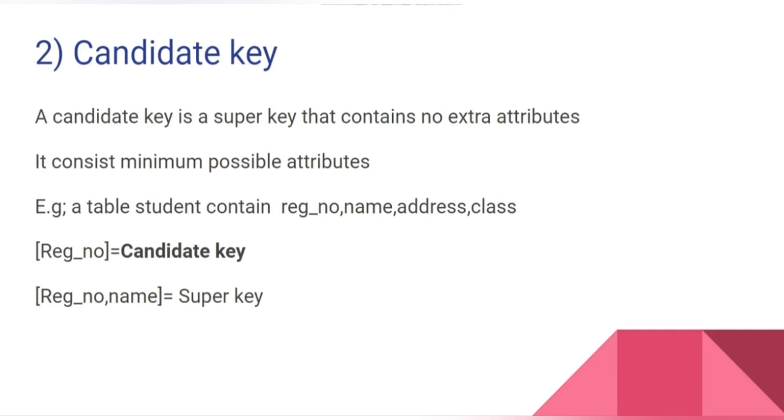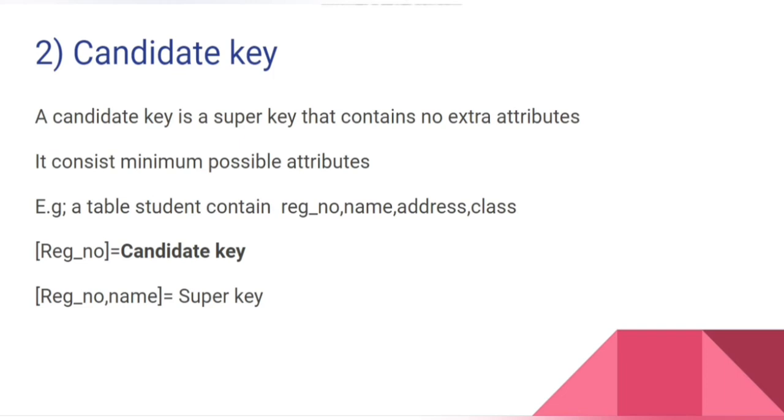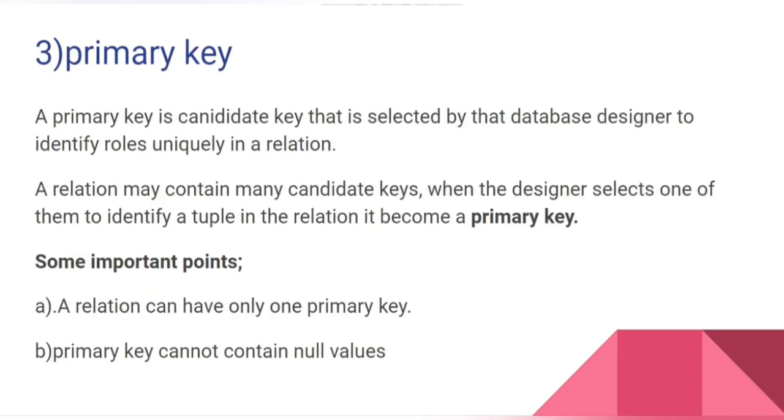So I think it will be clear. We have primary key. A primary key is a candidate key that is selected by the database designer to identify tuples uniquely in a relation. A relation may contain many candidate keys. When the designer selects one of them to identify a tuple in the relation, it becomes a primary key. A candidate key cannot contain unnecessary attributes; it contains necessary attributes, just like registration number. So a primary key is a candidate key that is selected by the database designer.